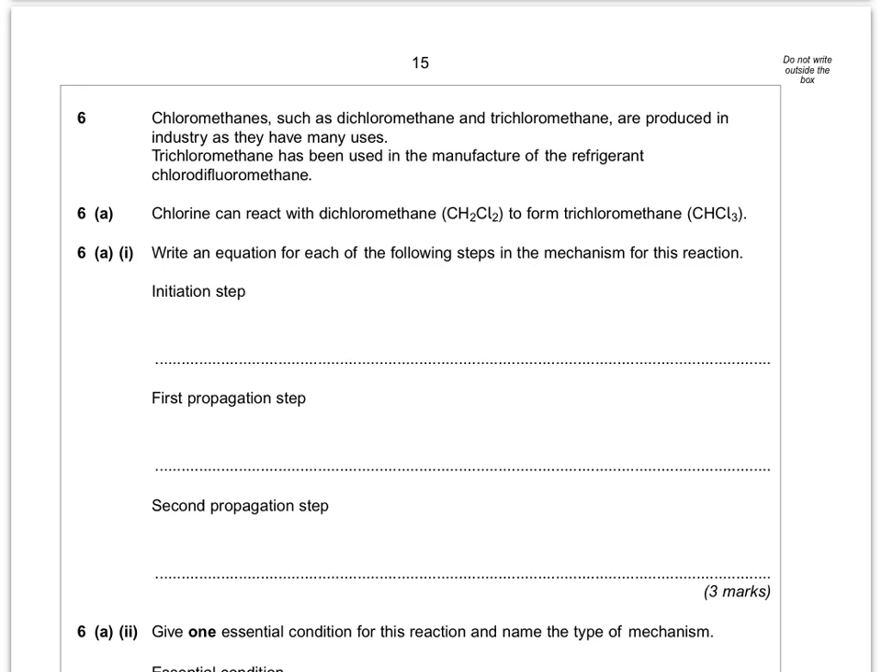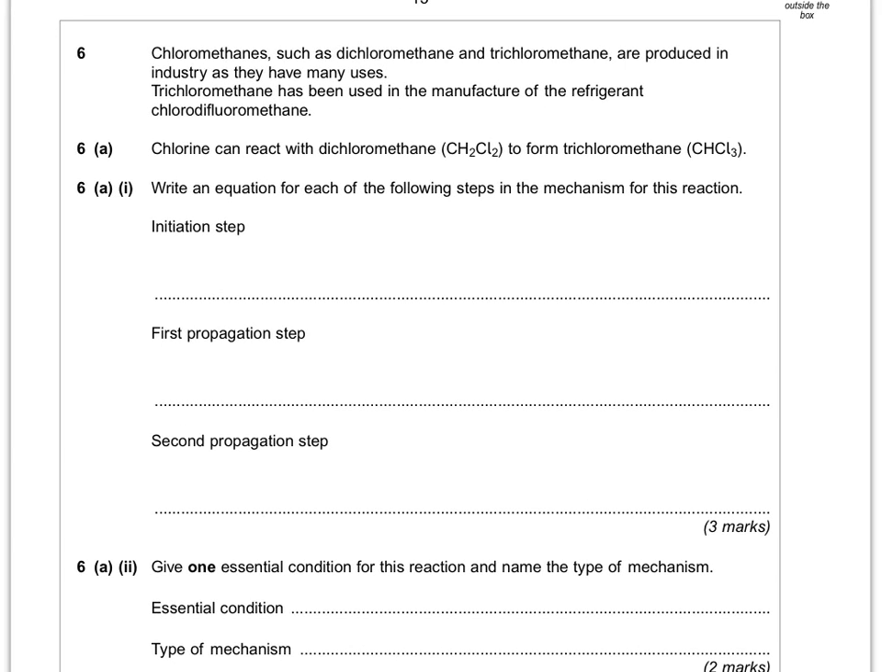Next one was a free radical substitution question. So chloromethanes such as dichloromethane and trichloromethane are produced in industry as they have many uses. Trichloromethane has been used in the manufacture of the refrigerant chlorodifluoromethane, and chlorine can react with dichloromethane to form this. So write an equation for each of the following steps and the mechanism for this reaction. So first step is the initiation step. So that is the chlorine splitting apart. So your Cl2 turns into 2Cl dot.